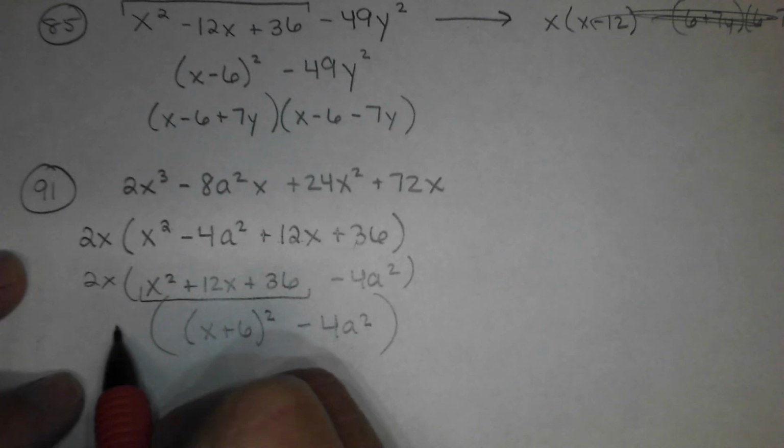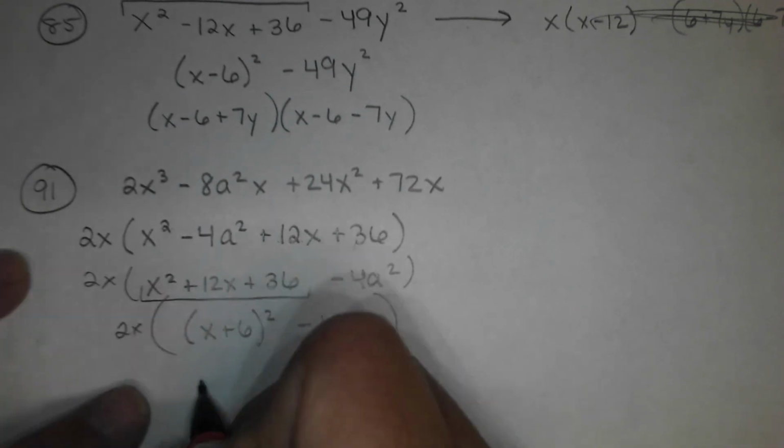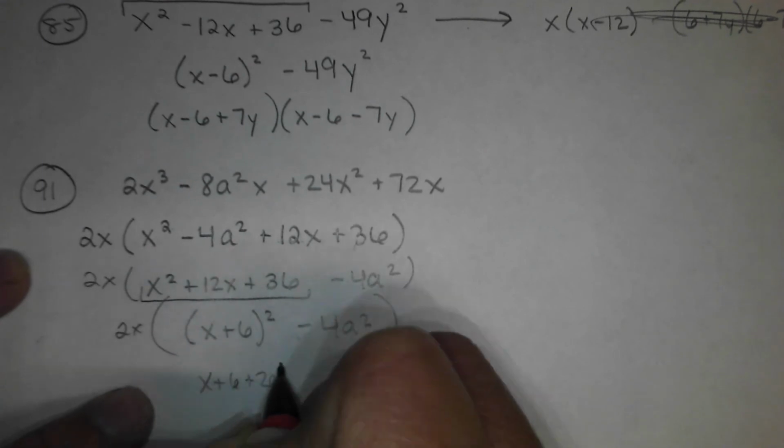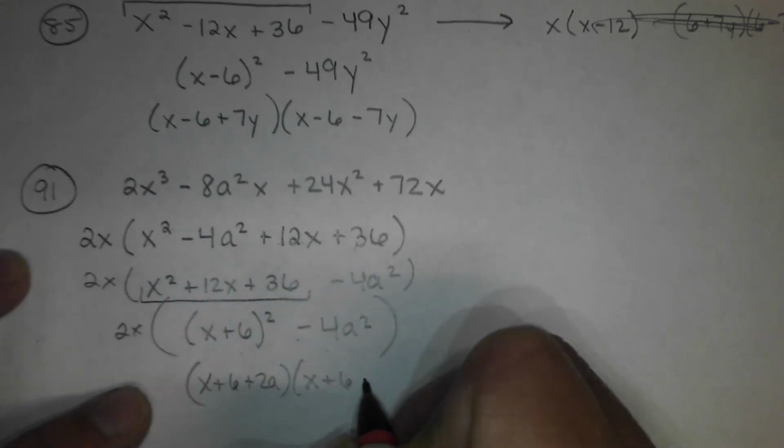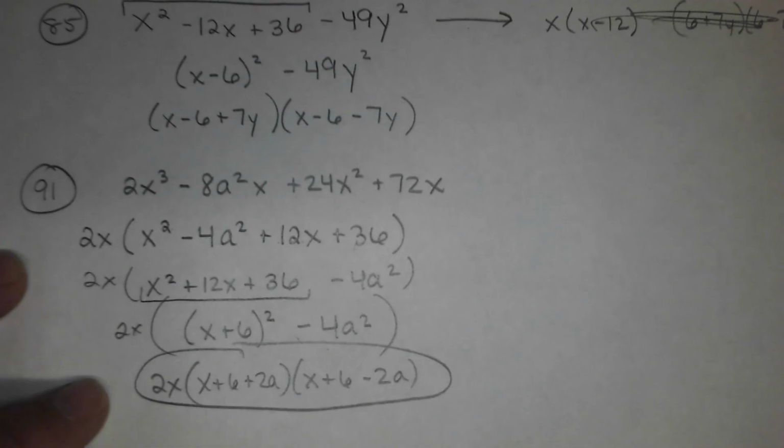And then with this section again, difference of perfect squares again. x plus 6 plus 2a and x plus 6 minus 2a, with, of course, your GCF out in front. So that was definitely a tricky one.